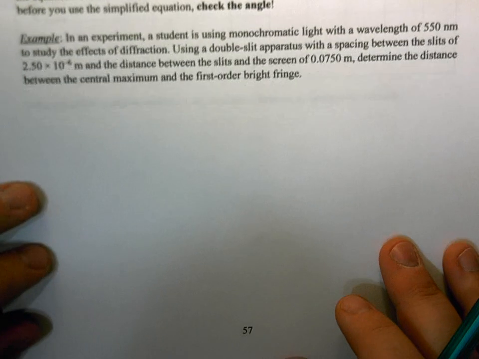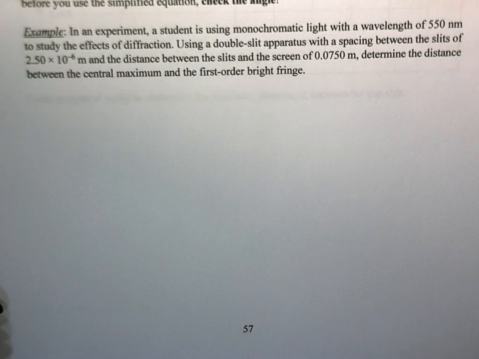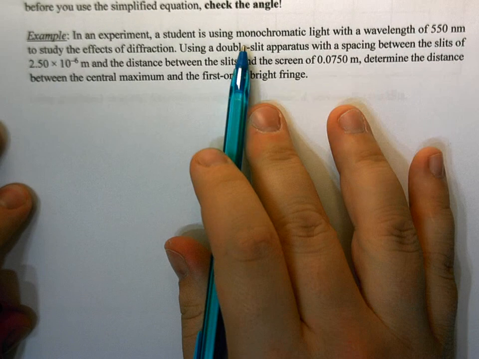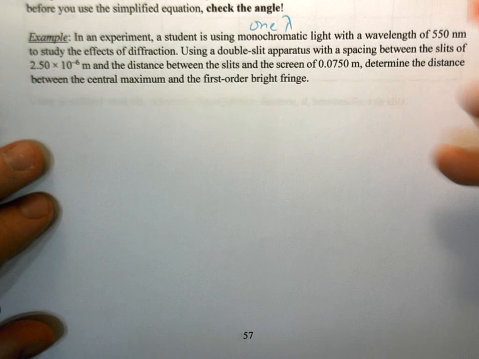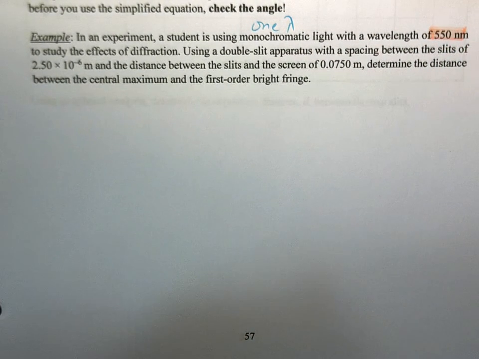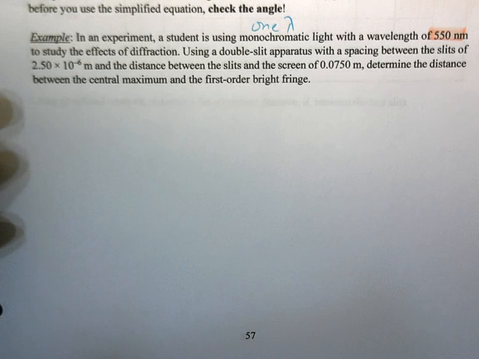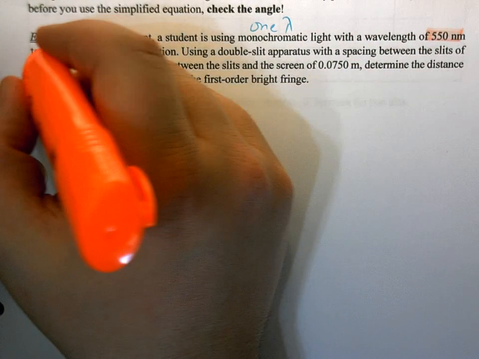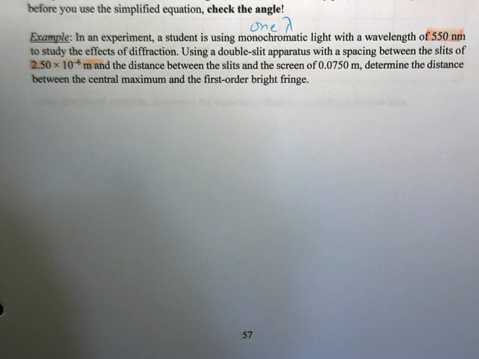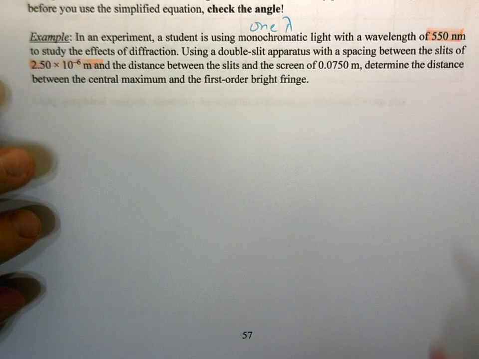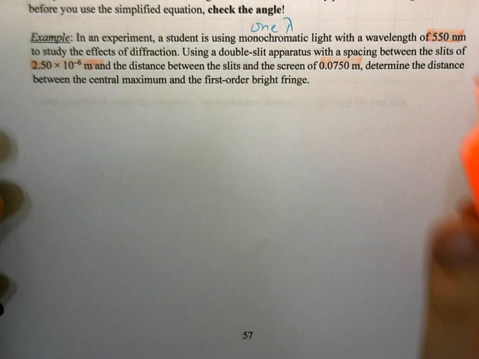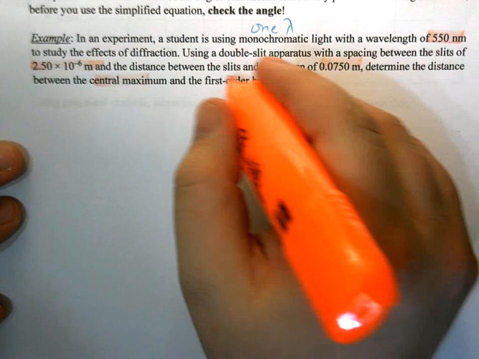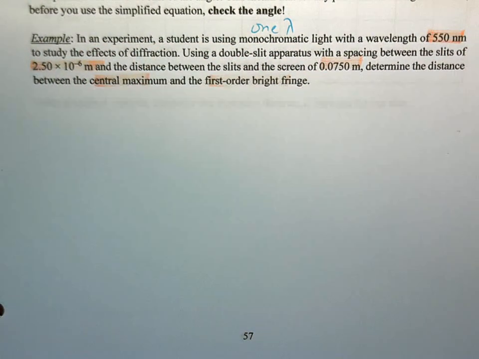So let's look at a question with this. We have an experiment. A student is going to use monochromatic light. So if you see the word monochromatic, don't let it scare you. It just means one wavelength. And in this case, this monochromatic light has a wavelength of 550 nanometers. Using a double slit apparatus, the spacing between the slits is 2.50 times 10 to the minus 6 meters, and the distance between the slits and the screen is 0.0750 meters. We want to determine the distance between the central maximum and the first order bright fringe.